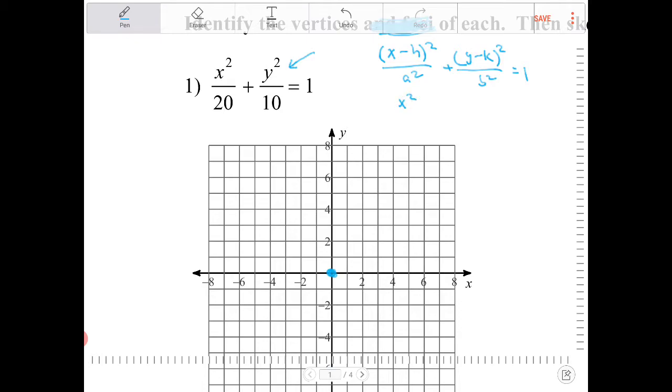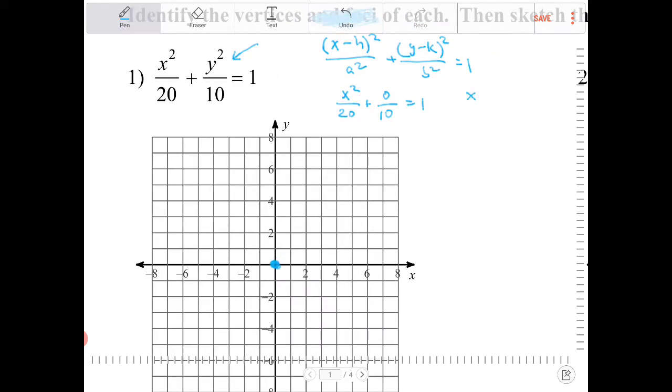If I do that, I'll get x squared over 20 plus 0 over 10 is equal to 1, or x squared over 20 is equal to 1. If I cross multiply, I get x squared is equal to 20. Taking the square root of both sides, I get x is equal to plus or minus square root of 20, and square root of 20 reduces to plus or minus 2 square root of 5. And what exactly is that? That's somewhere close to 5, but not quite. It's like 4 point something.